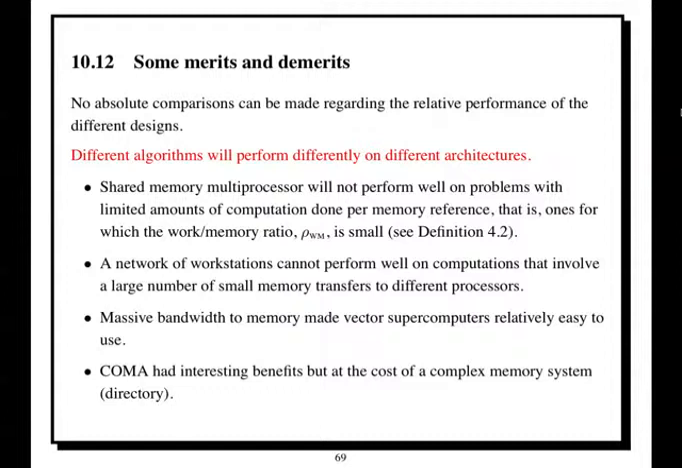Shared memory multiprocessors don't do very well with things with small work-to-memory ratio. That we saw in a theorem. Networks of workstations, on the other hand, if you have very small and frequent memory transfers to other processors, don't work so well, whereas shared memory does pretty well with that. Getting memory from one processor to the other is just a write to memory, a very low latency operation.